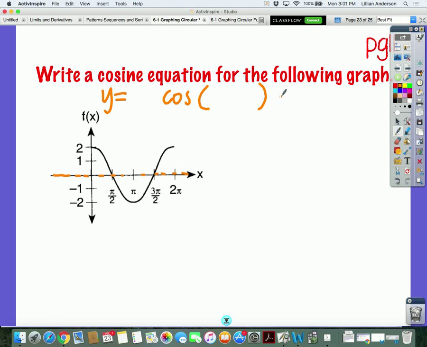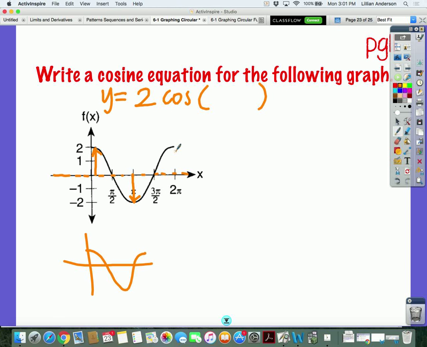Now, from this midline, we can find the amplitude. The amplitude is the distance from that midline to a max or a min. What's this distance from this midline down? The amplitude is actually going to be a positive 2. It's not a negative 2, because if you look, doesn't cosine start at the y-axis and then go down normally? Think about it, the original cosine goes like this. So if it starts there, then you know it's going to be a positive 2.